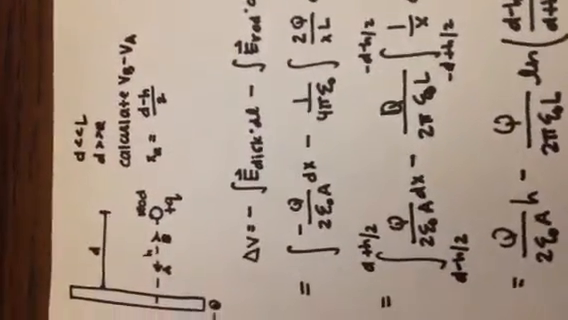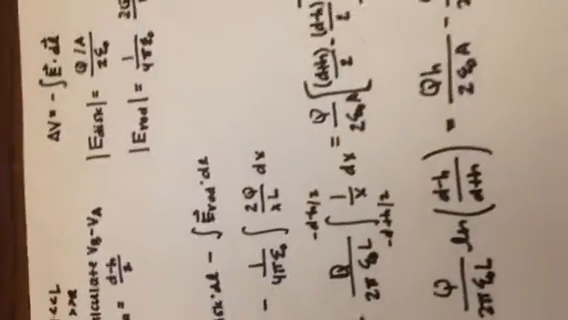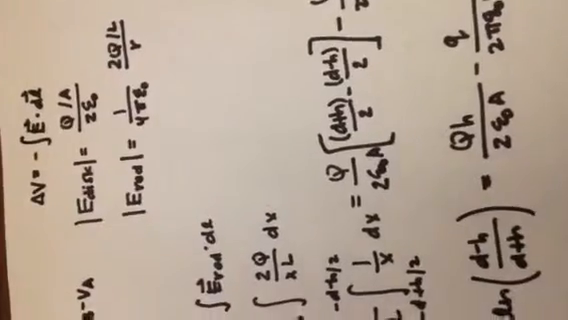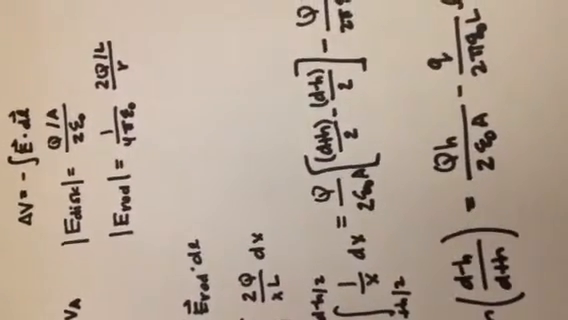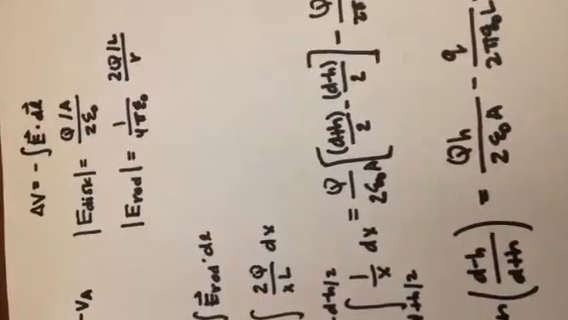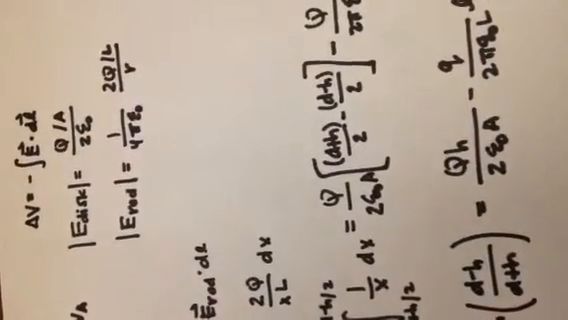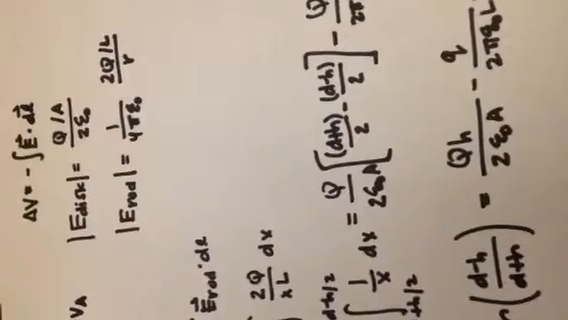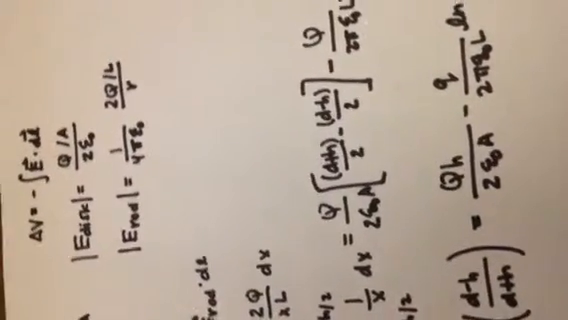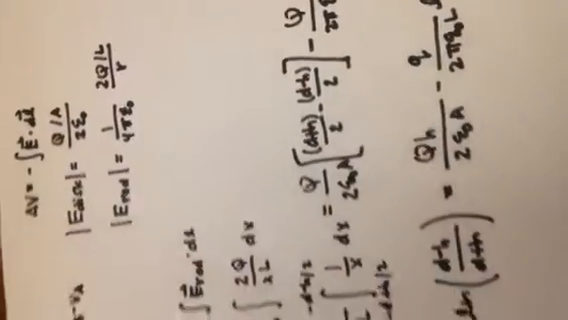So the first step is to identify what formulas we have. The potential difference formula is the negative integral of the electric field times the distance. The electric field of a disk is equal to Q over A divided by 2 epsilon, and the electric field of a rod is the 1 over 4 pi epsilon constant times 2Q over L divided by R.